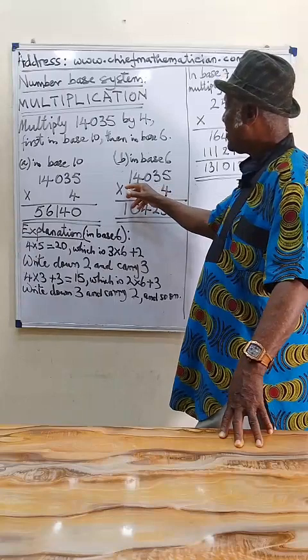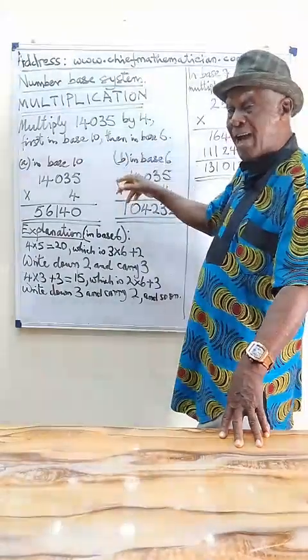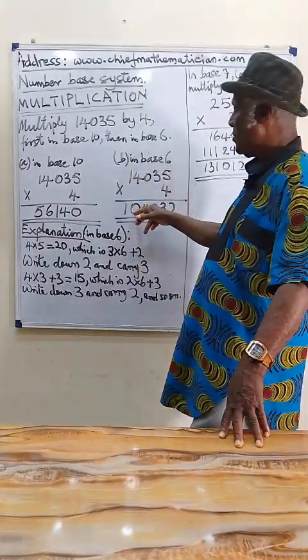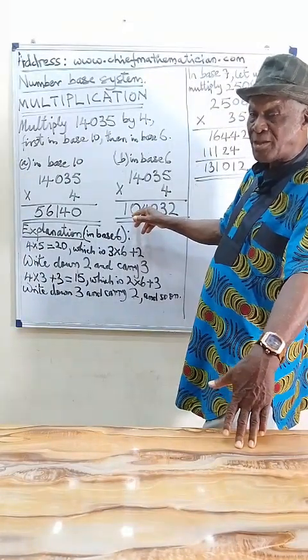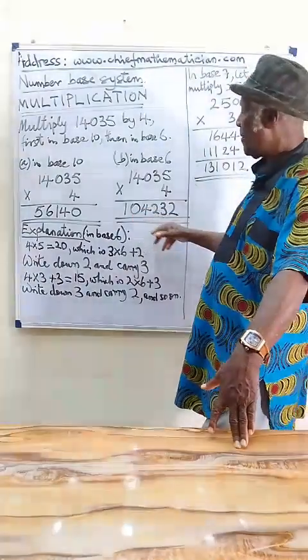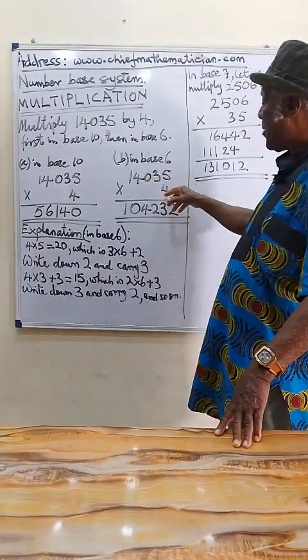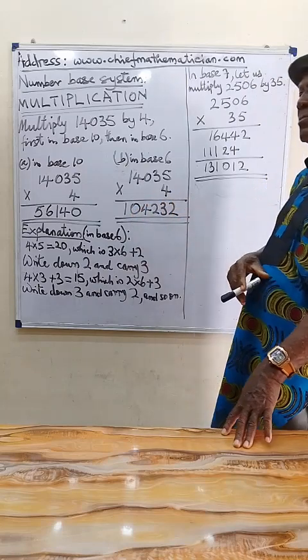4 times 1 is 4, plus the 2 you carried, it gives you 6. And 6 in base 6 is 10. That's how you complete the multiplication. I hope it is understood. And so 14035 multiplied by 4 gives you 104232. That is the result.